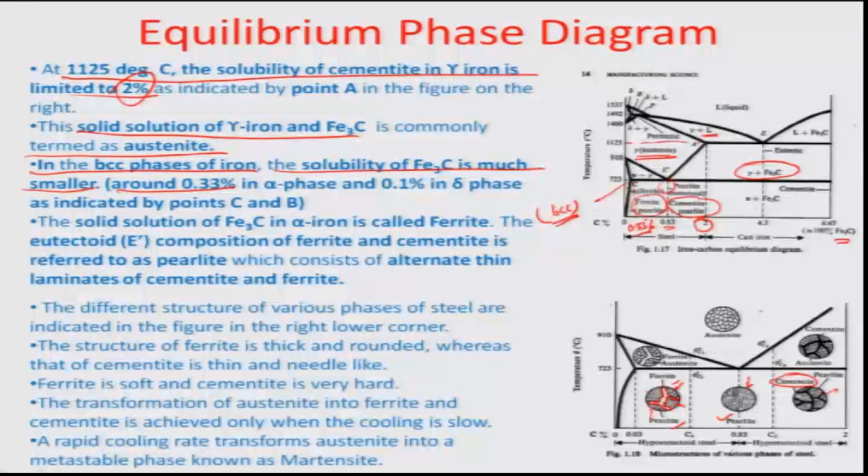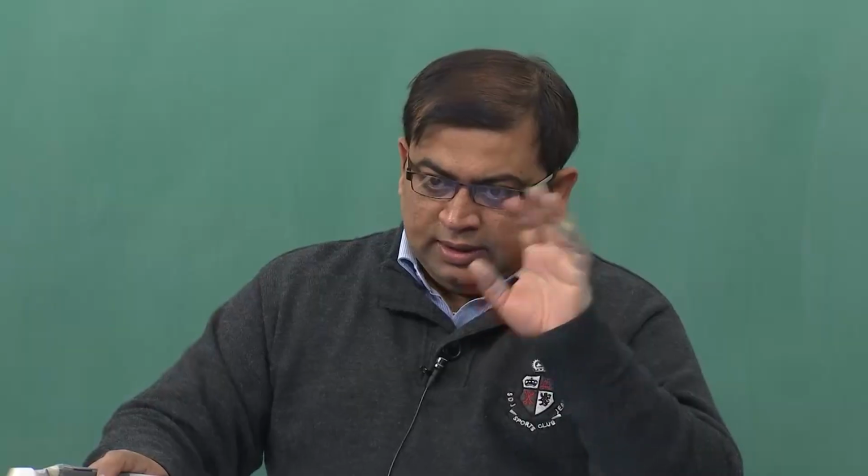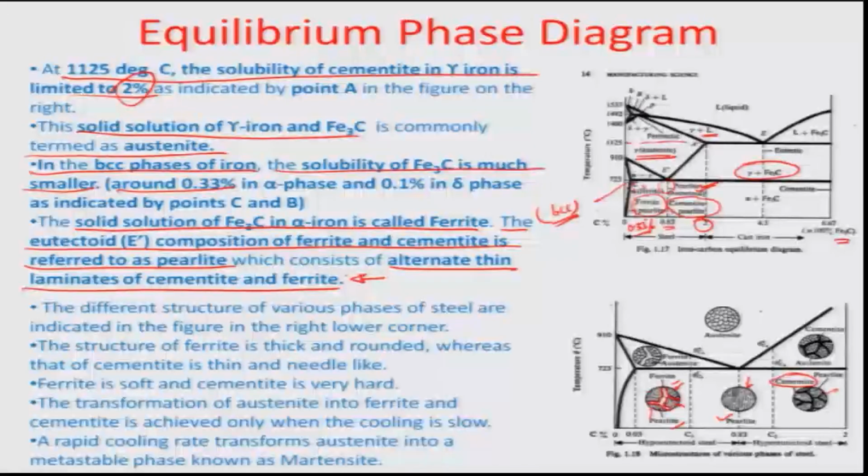The solid solution of Fe3C in alpha iron is called ferrite. So, you have the ferrite in this particular region. The eutectoid composition of ferrite and cementite is pearlite. Again, you have this pearlite here, which consists of alternate thin laminates of cementite and ferrite. That is what I am saying, that the two-phase solid you must always demarcate as one where structurally there is no difference. The presence of both the phases is equal throughout the crystal matrix. There is no separate zone for the presence of one over the other. That is how a eutectoid or a eutectic composition would typically happen.